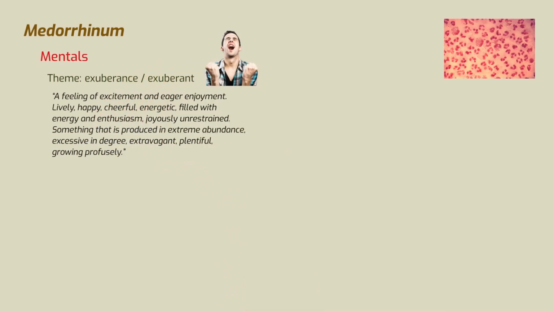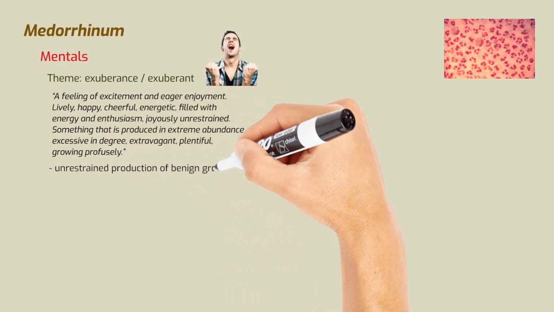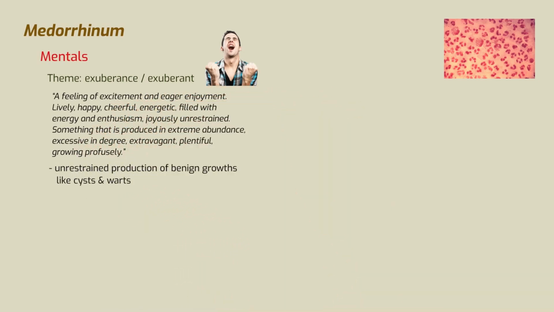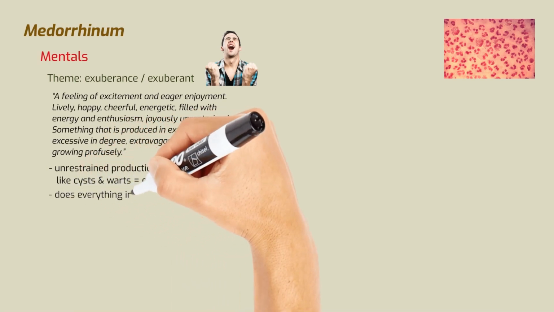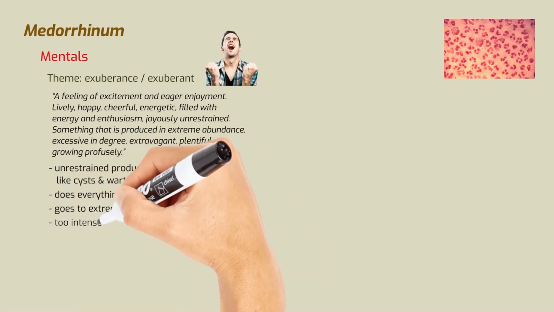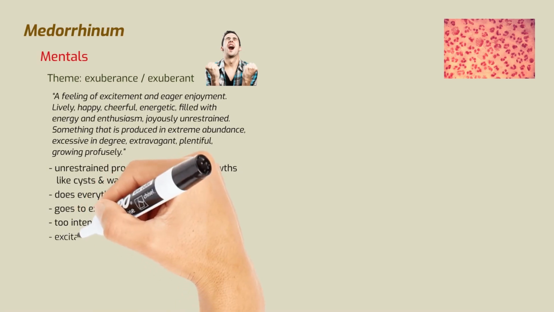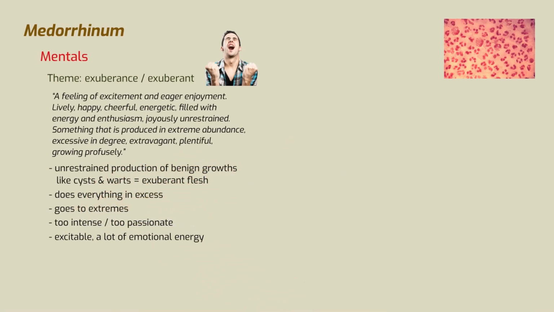Here we see the parallel between exuberance and the psychotic miasm, which involves a predisposition toward the unrestrained production of benign growths like cysts and warts. It has been said that the psychotic miasm produces exuberant flesh. In similar fashion, the Medorrhinum type tends to do everything in excess. He tends to go to extremes. He's often too intense and too passionate for his own good. And he often suffers from the consequences of his excess passion. He is excitable and has a lot of emotional energy.